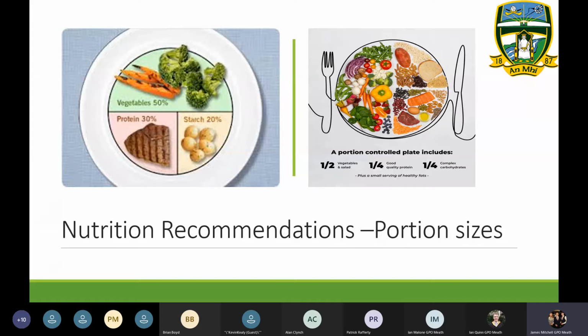So a portion control plate. Again, your half vegetables and salad, a quarter of the plate your good quality protein, and the other quarter is complex carbohydrates. So instead of giving you really specific recommendations, these are easy to follow, quite visual, and easy for athletes and players to pick up on. That's what I would be targeting youth players to focus on before we get into the nitty gritty of it.